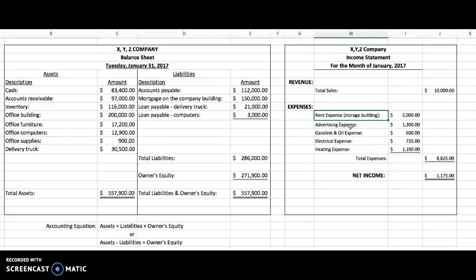Expenses are things that are really the cost of doing business. These are things that we really don't own. We can't sell that storage building, but we need to have it. We need to keep some of the inventory someplace. So we obviously keep the inventory in our storage building, but we have to pay an amount of money for that. The rent expense is $5,000.